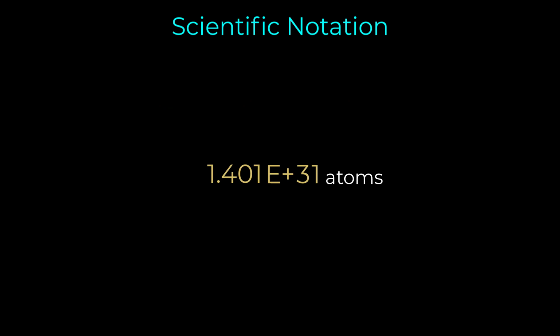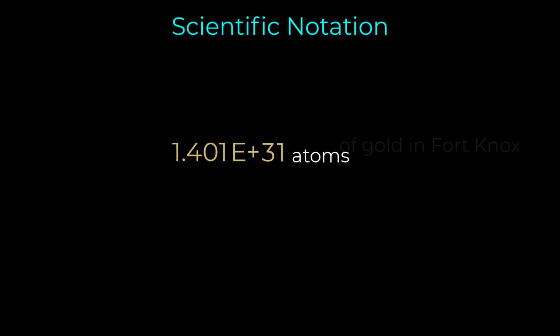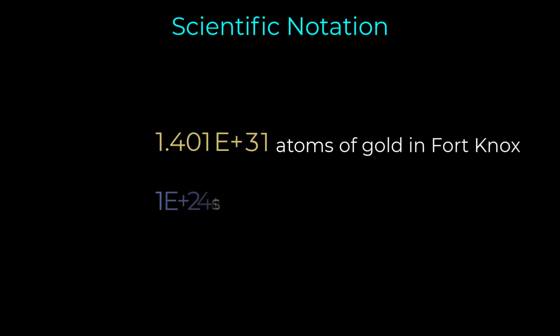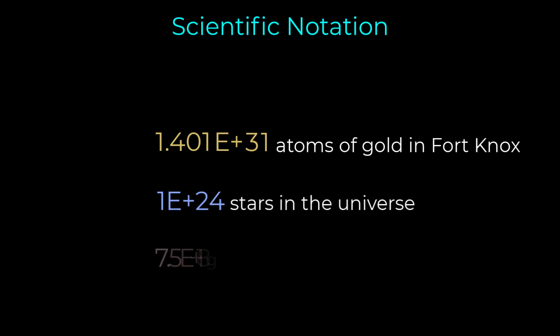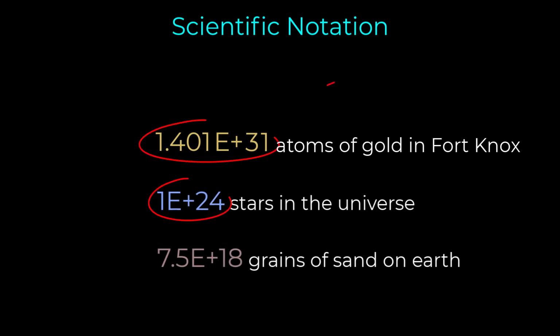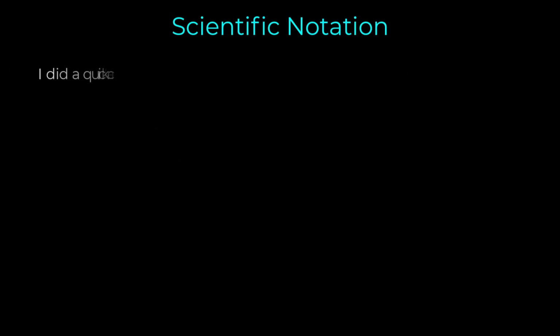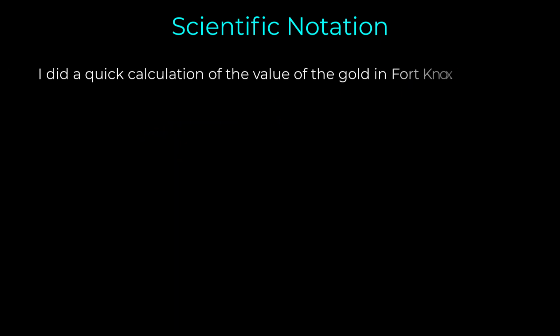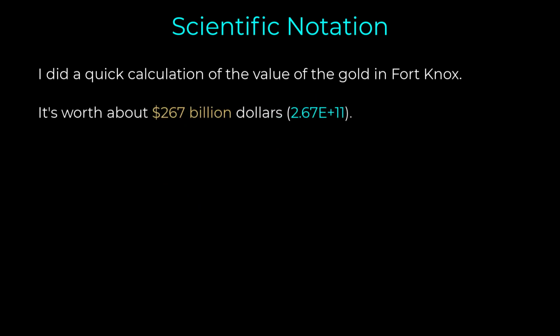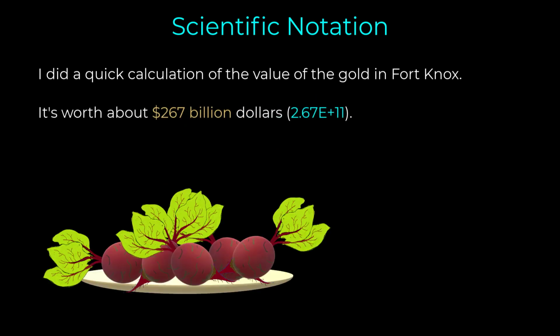To perhaps give a perspective on the magnitude of this number, there are estimated to be more stars in the universe than there are grains of sand on the Earth. And there are about 10 million times more atoms of gold in Fort Knox than there are stars in the universe. By the way, I did a quick calculation of the value of the gold in Fort Knox. It is worth about $267 billion. The plate of beets is starting to sound more appetizing. Maybe I would eat it for all the gold in Fort Knox.